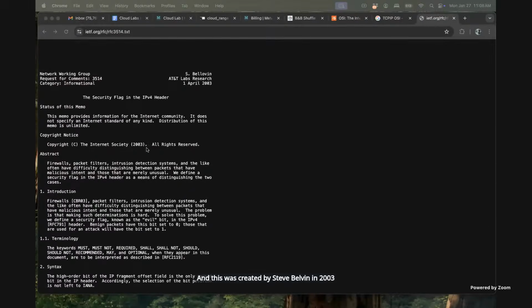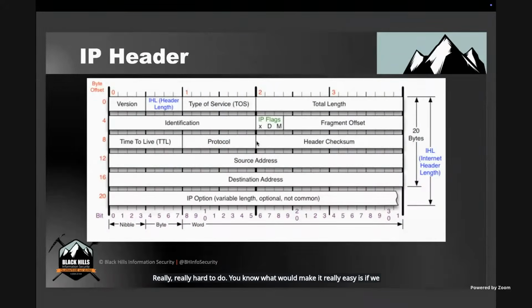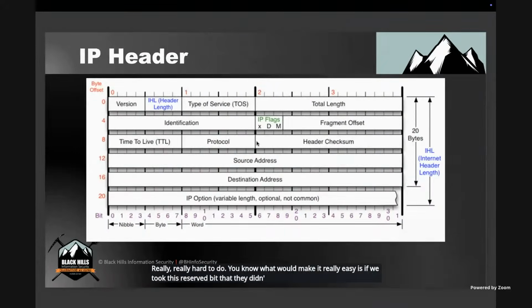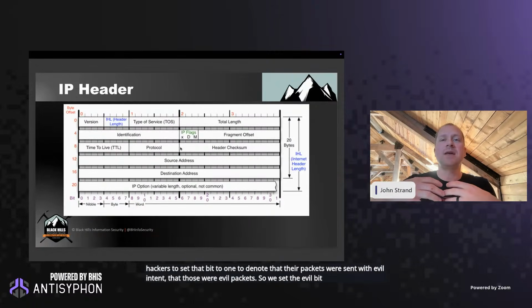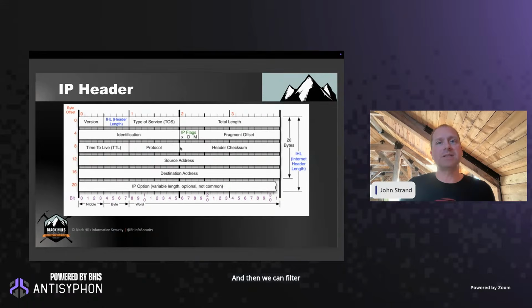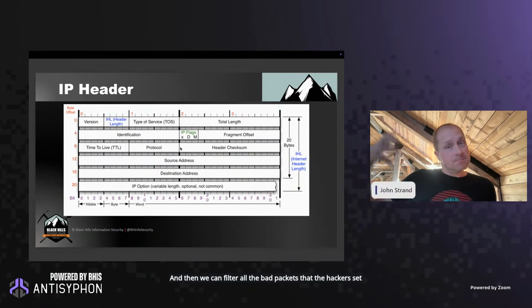He came up with this idea that said, hey, trying to find real hackers out on the internet is super hard to do. You know what would make it really easy? If we took this reserved bit that they didn't know what to do with and forced all the hackers to set that bit to 1 to denote that their packets were sent with evil intent, that those were evil packets. So we set the evil bit, and then we can filter all the bad packets that the hackers set just by filtering on that bit.